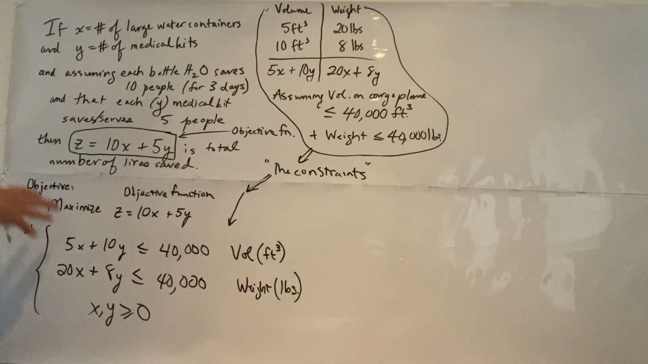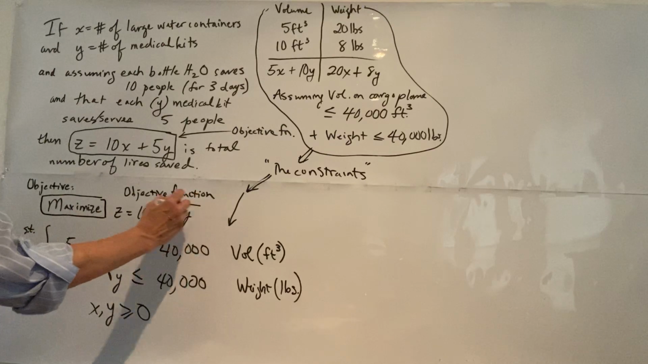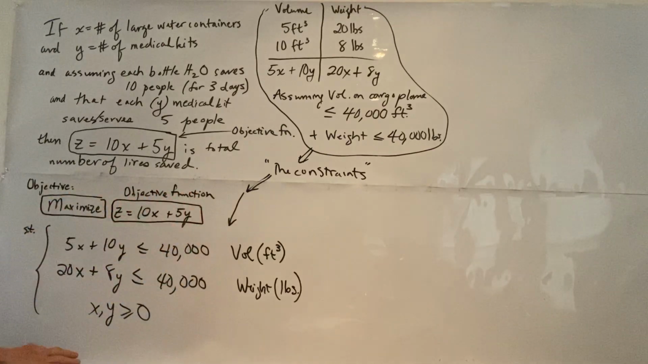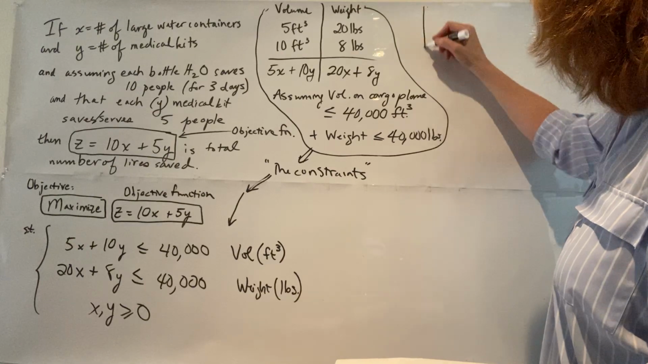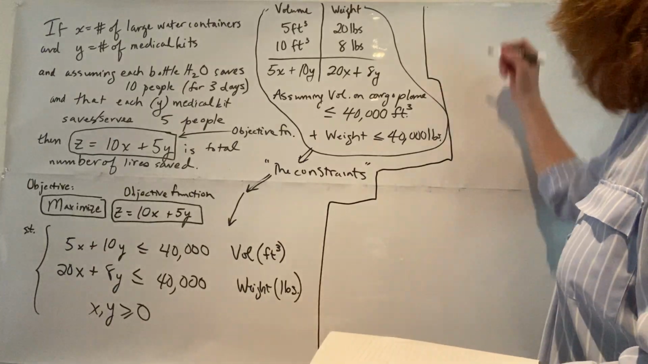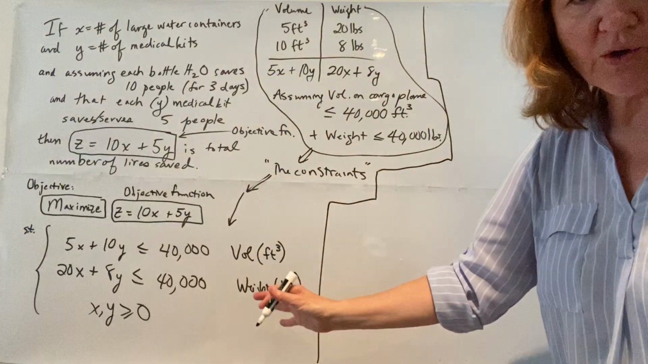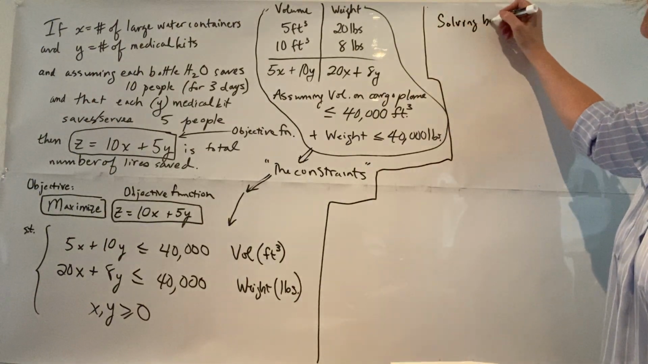So this is something you do in linear programming all the time. You state what your objective is, you state what the objective function is, and you state the constraints. Now, the way we're going to solve this is using the graphical method. That's basically posing the question. So, solving by using the graphical method.